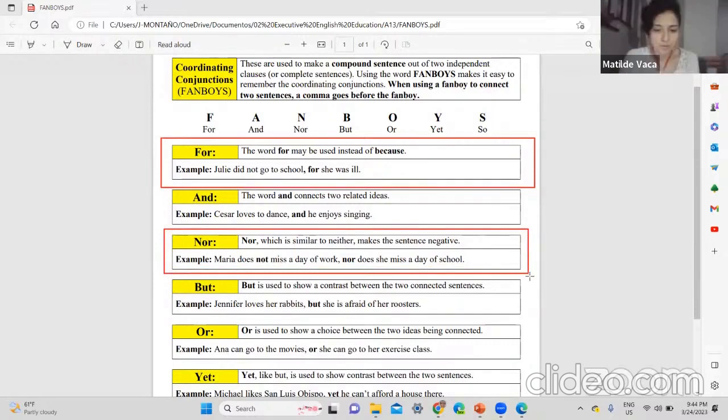Nor, which is similar to neither, makes the sentence negative. Example, Maria does not miss a day of work, nor does she miss a day of school. Great. And this has a rule, right? Inversion. The second idea has to be inverted. It means that the auxiliary is always going to be right before the subject. And then yet, this is the last one.